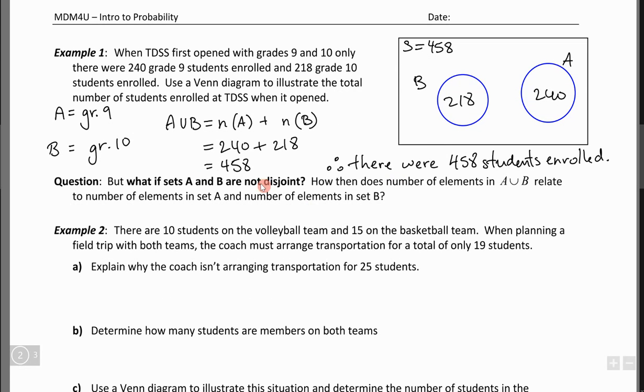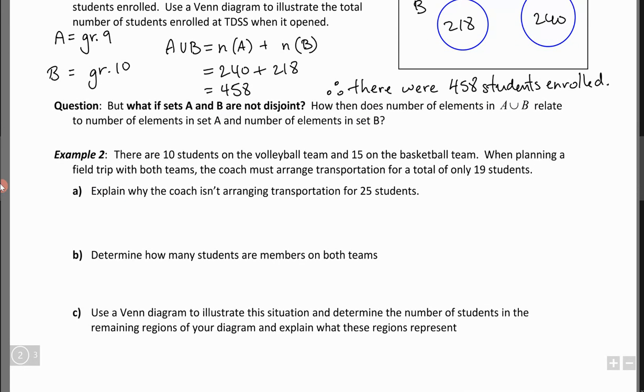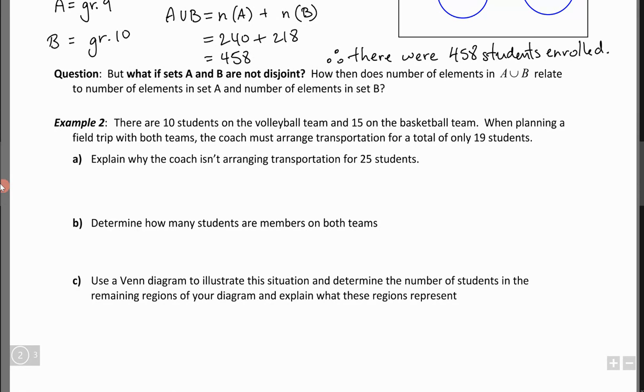So that's the next question. What if the sets A and B are not disjoint? Then how does the number of elements in the union of A and B relate to the number of elements in set A and the number of elements in set B? So let's look at another example. In example number 2, there are 10 students on the volleyball team and 15 on the basketball team. When planning a field trip with both teams, the coach must arrange transportation for a total of only 19 students. Explain why the coach isn't arranging transportation for 25 students.